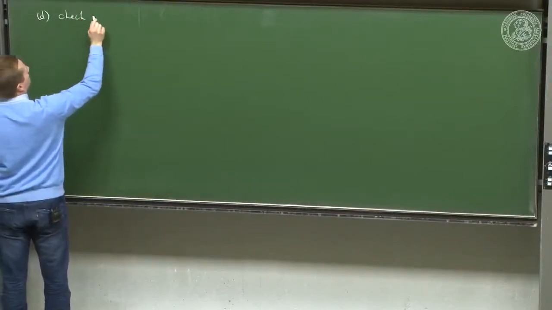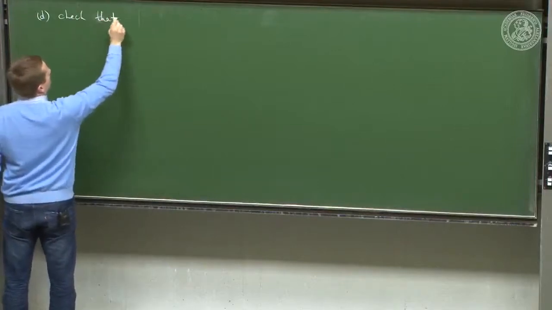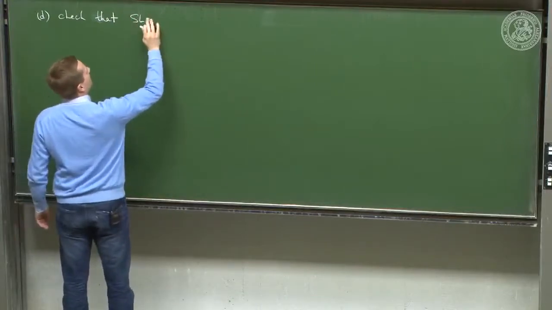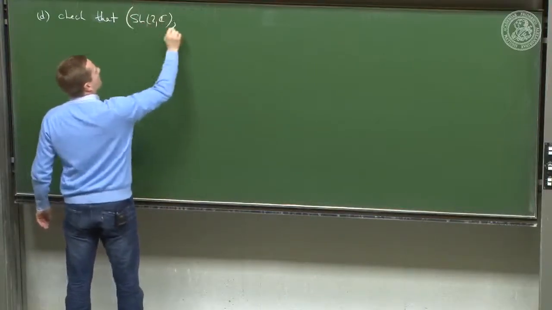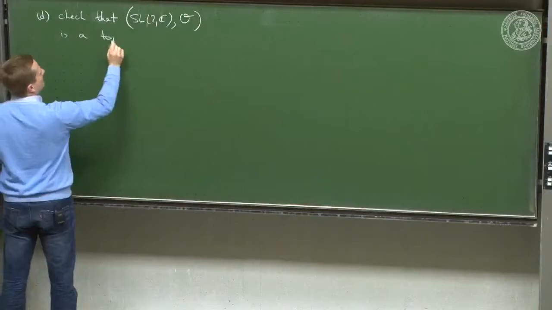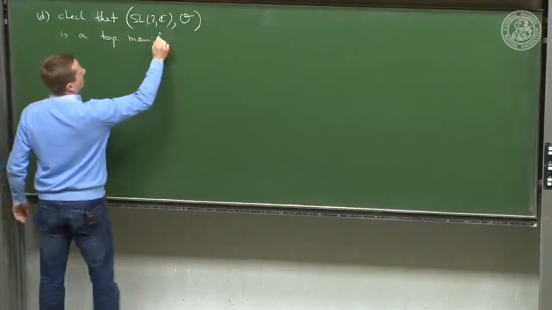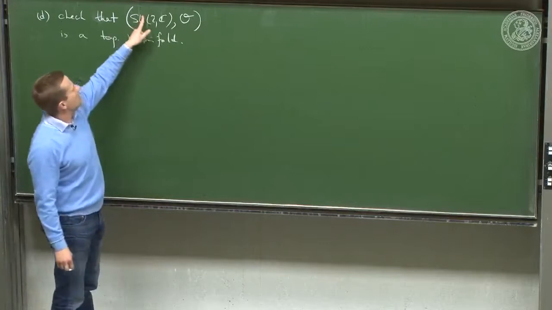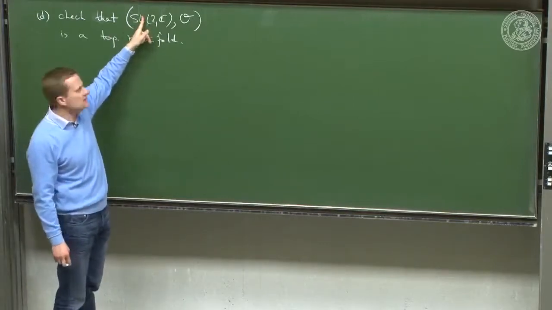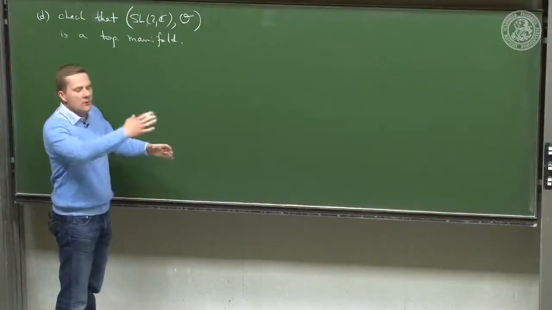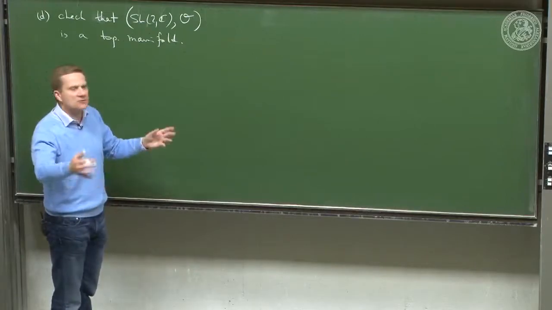Check that SL2C with this topology we just constructed is a topological manifold. So what was that? If it's a topological manifold, that means by definition that around every point of this topological space you find an open set that you can map homeomorphically to some R to the D.